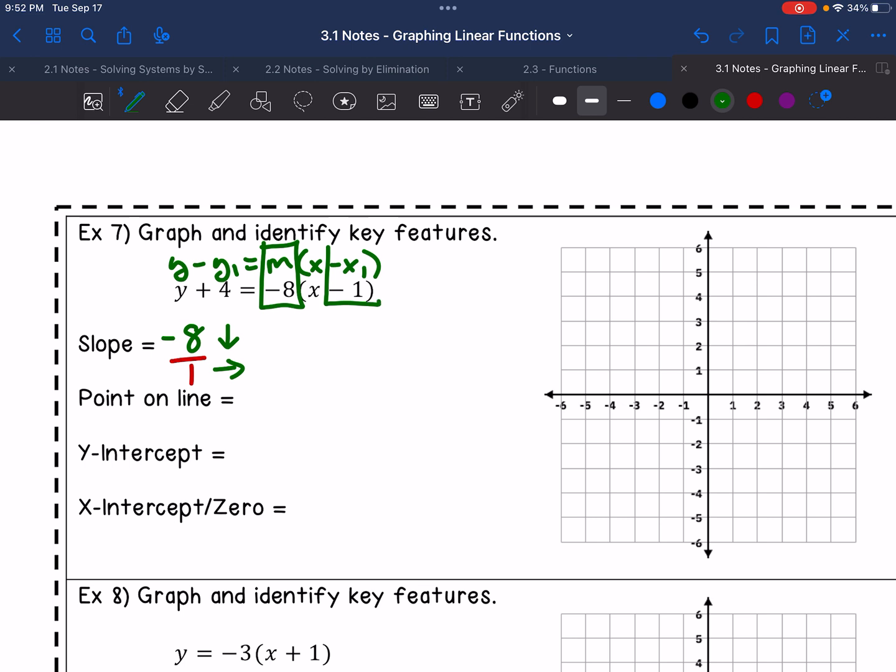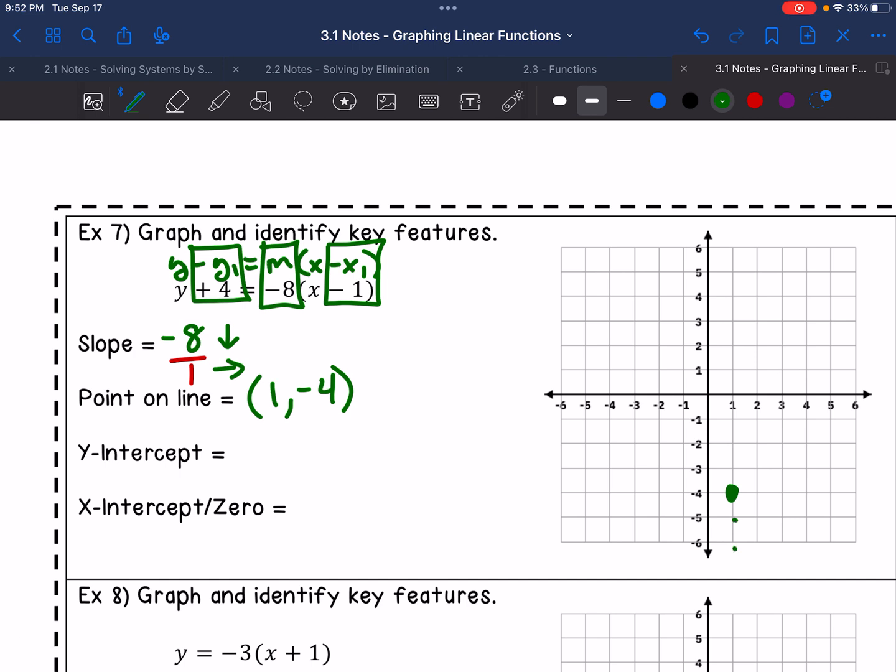And then for my point, my signs are the same. So that means I need to use a +1. And then these two signs are different for my y, so I need to use a -4. So I'm going to go to 1, -4 for my point. And then from there, I'm supposed to go down 8 over 1.